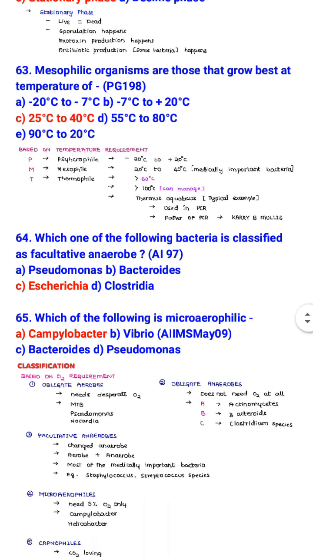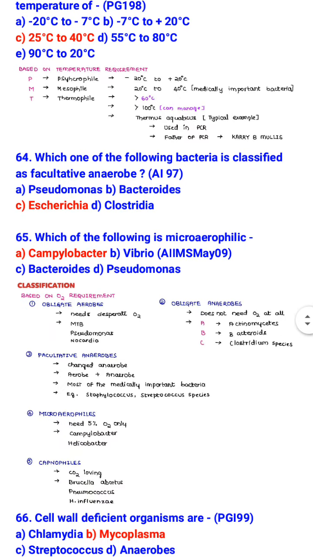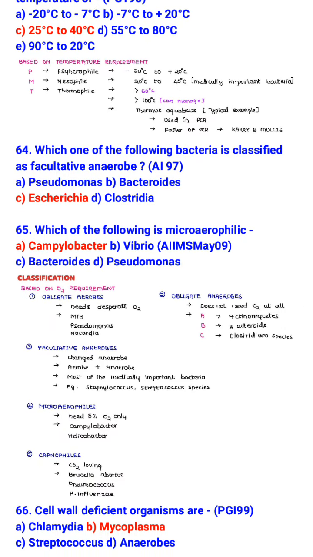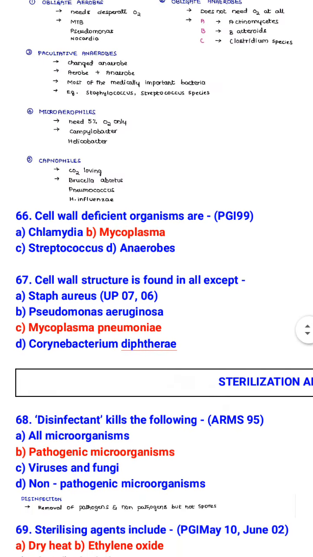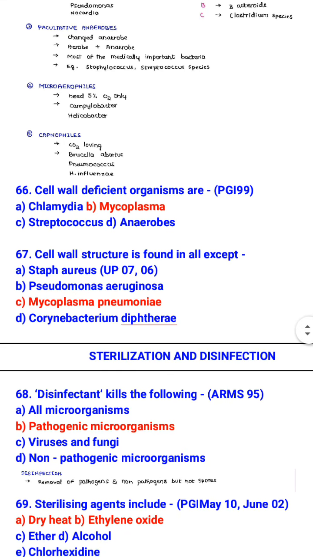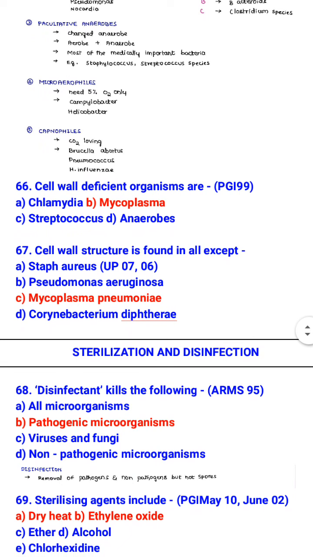Which one of the following bacteria is classified as facultative anaerobe? Escherichia. Which one of the following is microaerophilic? Campylobacter. Cell wall deficient organism are Mycoplasma. Cell wall structure is found in all except Mycoplasma pneumoniae. So cell wall structure is found in Staphylococcus aureus, Pseudomonas and Corynebacterium, but it is not found in Mycoplasma pneumoniae.